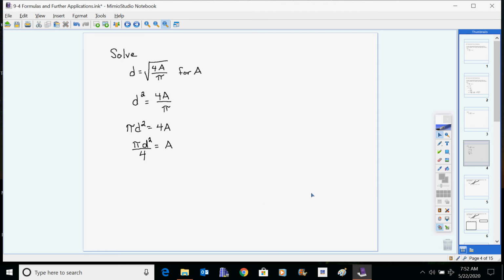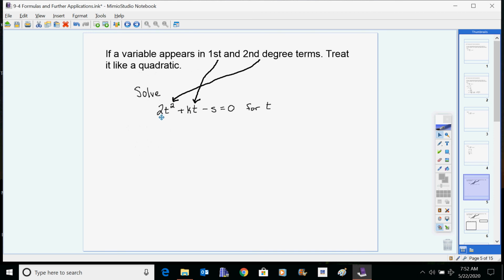Just that quick. So you're probably wondering, well, so far we haven't used quadratics. Well, here it comes. So here we have a more difficult problem that says we're supposed to solve this for t.